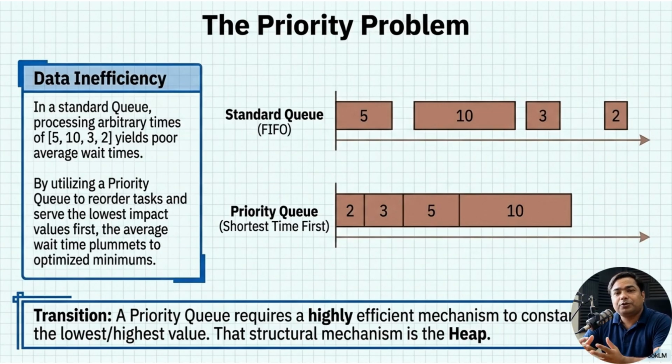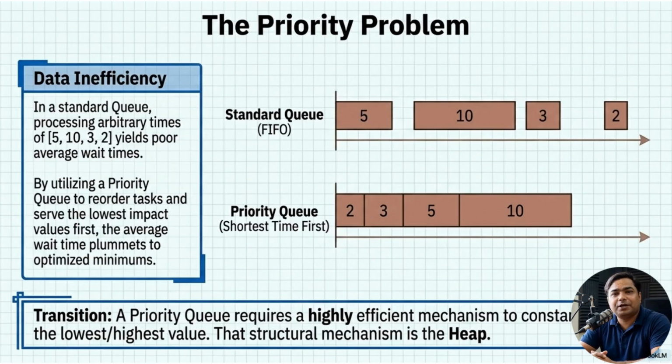A normal queue processes data in the order it arrives. This is FIFO, first in, first out. But sometimes the order of arrival is not the best order of processing. For example, imagine four tasks with processing times 5, 10, 3, and 2. If we process them exactly in that order, some smaller tasks may wait too long. But if we process the smallest task first, we can reduce the average waiting time. This is where a priority queue becomes useful.